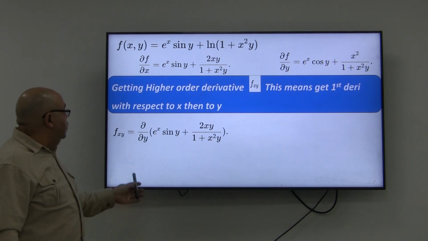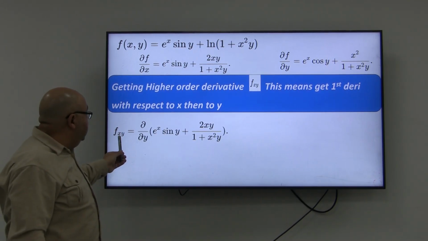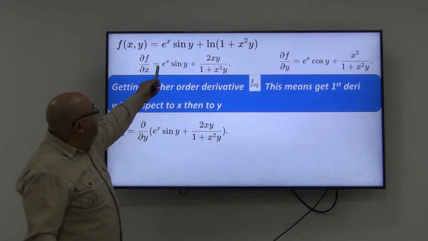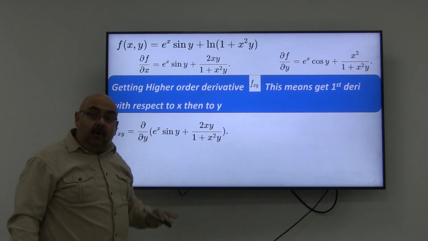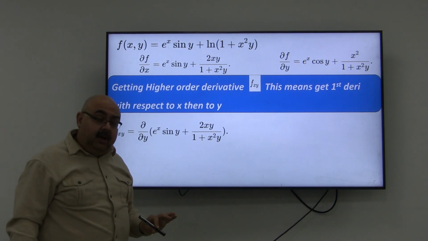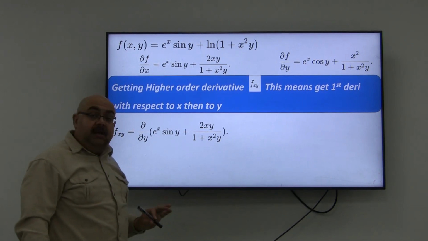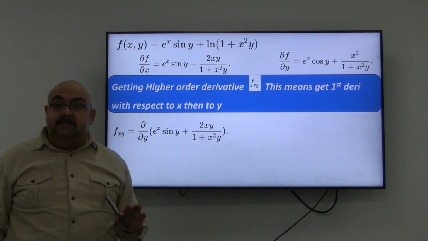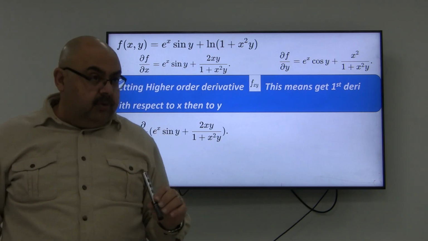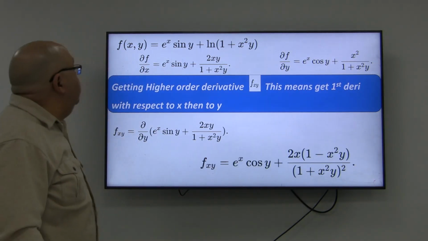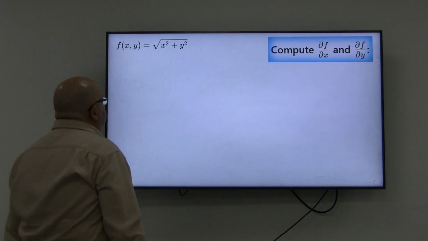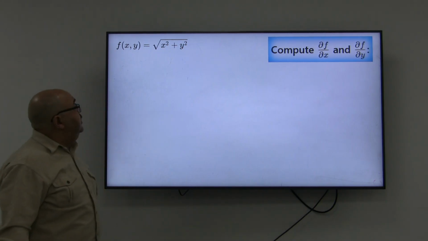Also, as I told you, differentiating with xy means I will differentiate the first derivative with respect to x, then with respect to y. The order is really important, Mr. Hussein, because if you have a multiple choice problem, the order is important. So once more, this is the derivative. Also, that's another problem, which is the root of x squared plus y squared.